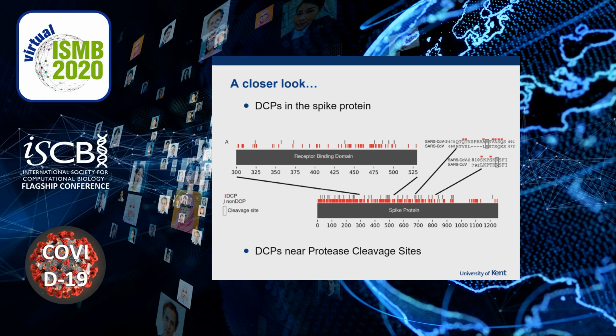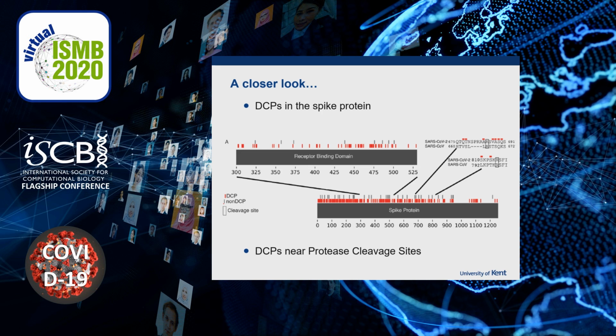Then we have this inset of the receptor binding domain of the spike protein, so you can see in a bit more detail, where there are DCPs spanning the whole receptor binding domain, but there seems to be quite a lot located between 450 and 500.